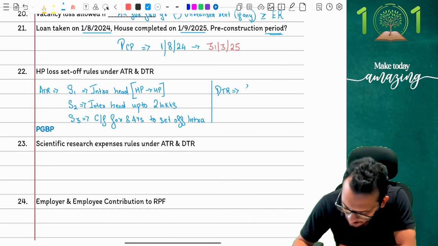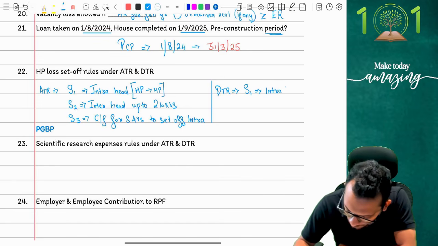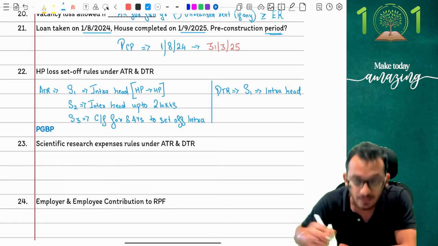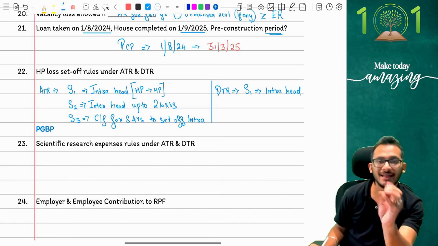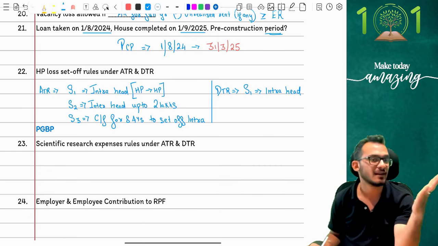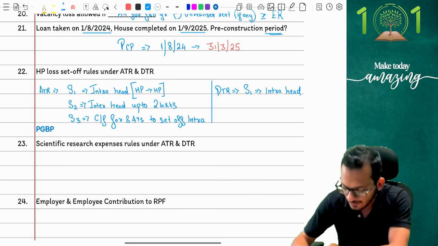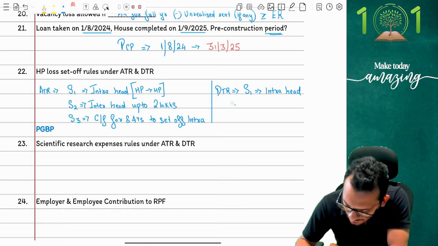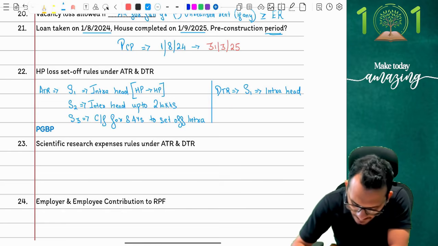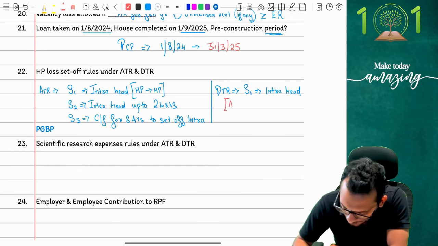Yes, but when it comes to DTR, things are going to get a little ugly. Income tax says, when it comes to DTR, step number 1 is set off intrahead, meaning any kind of LOP loss you can have, you can set off against LOP income. That is what. After that, people, nothing else. After that, nothing else. What is the rule? The rule comes and says, if you are going for DTR, any balance.